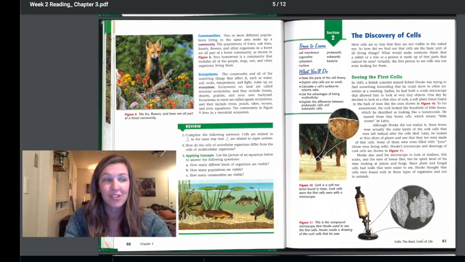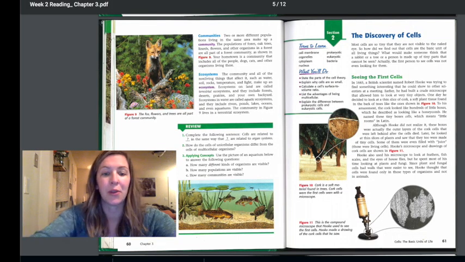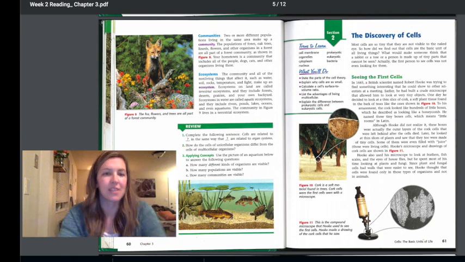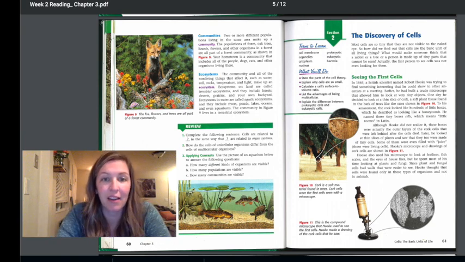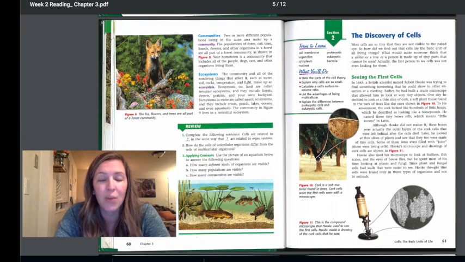Now we're over on page 60, so it starts with communities. Two or more different populations living in the same area make up a community. The populations of foxes, oak trees, lizards, flowers, and other organisms in a forest are all part of the forest community, as shown in figure 9. Your hometown is a community that includes all of the people, dogs, cats, and other organisms living there.